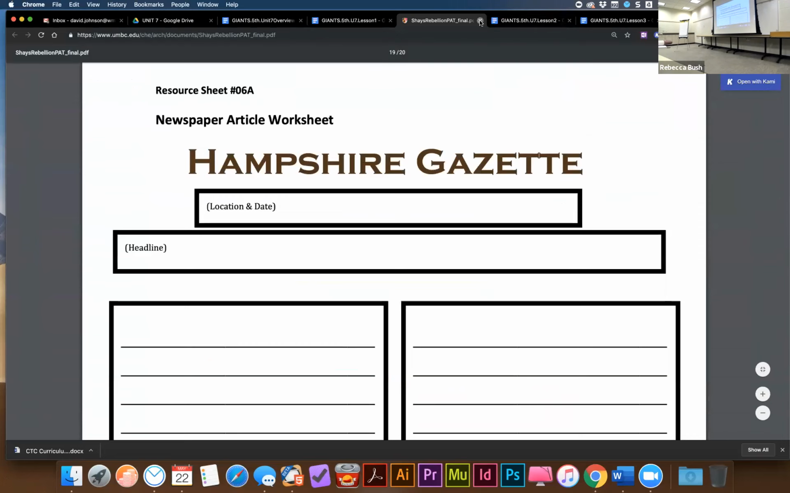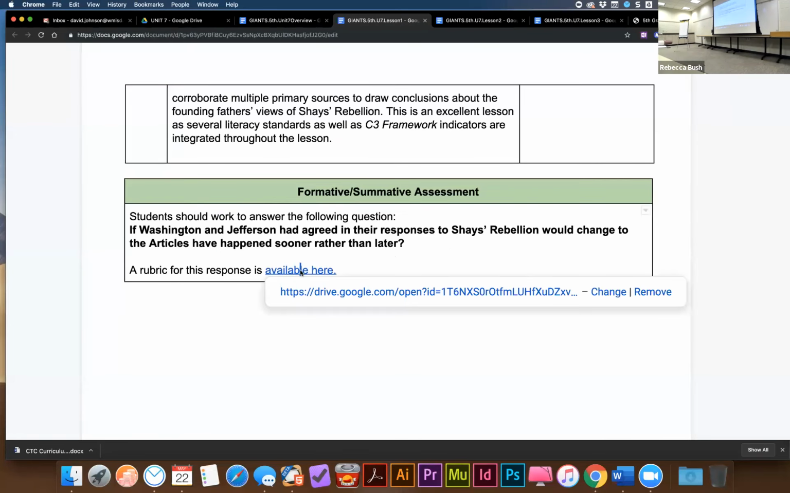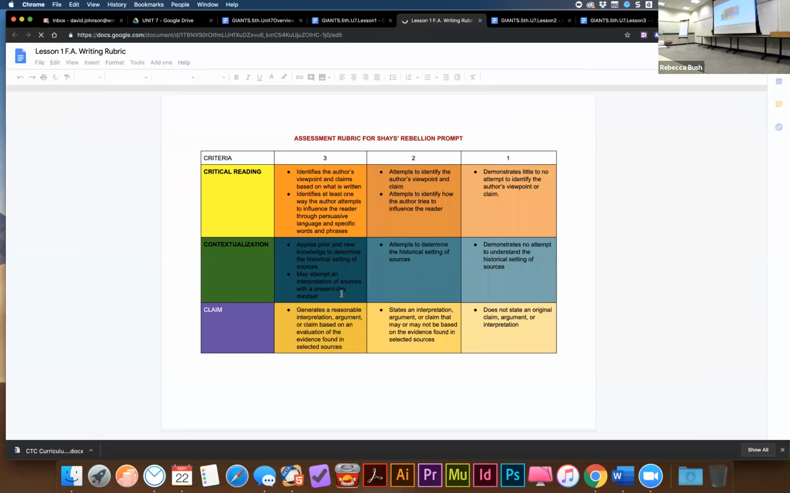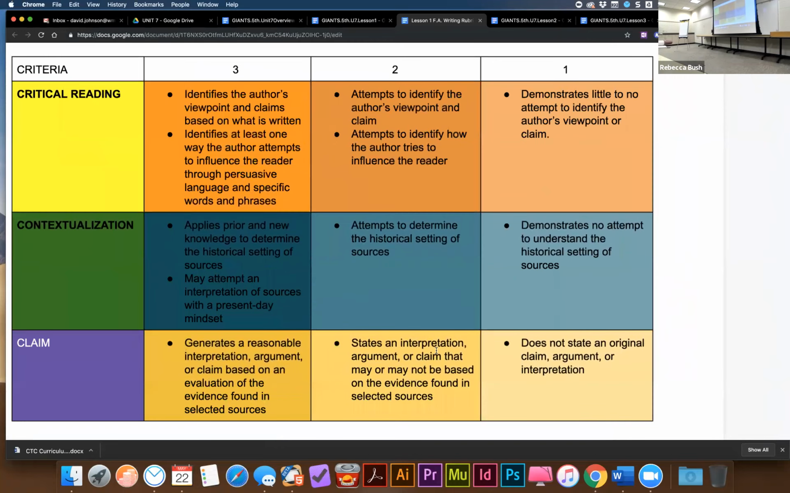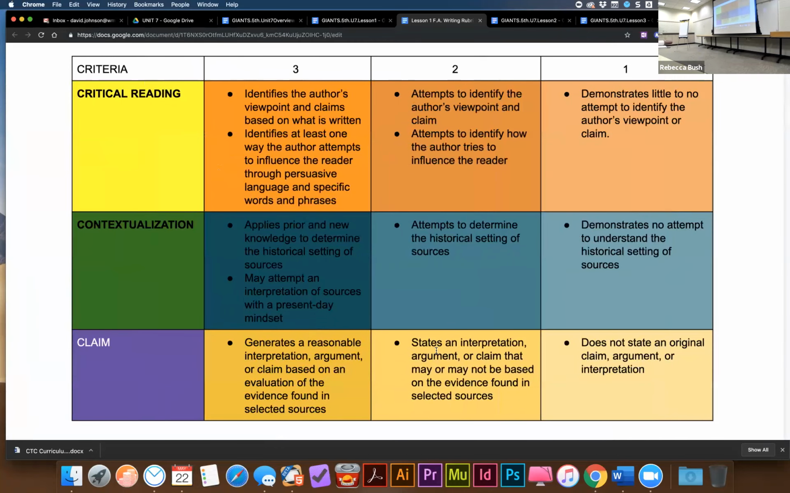And then if you go back to the lesson, I had put a formative or summative assessment there that basically asked the kids to think about it from the standpoint of contextualization. If Washington and Jefferson had agreed in their responses to Shays' Rebellion, would change to the Articles have happened sooner rather than later? So maybe those conflicting viewpoints were an impetus for the change. And then I put together a rubric that you might use that addresses criteria of critical reading, contextualization, and their ability to make a thoughtful, reasonable argument.